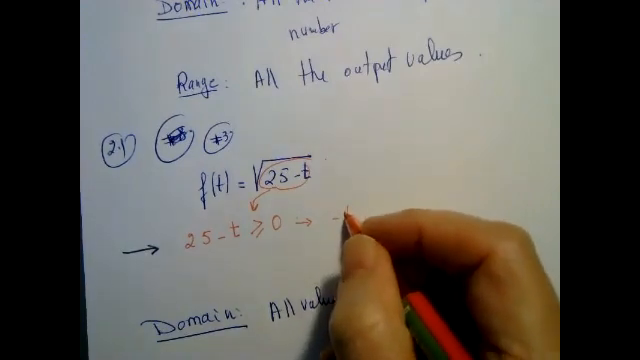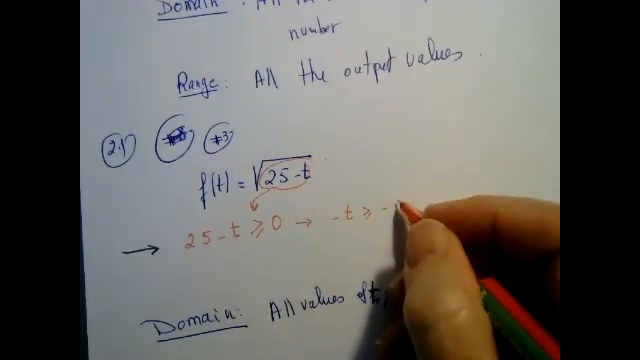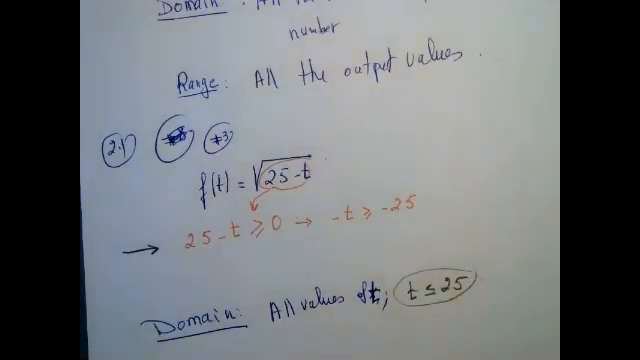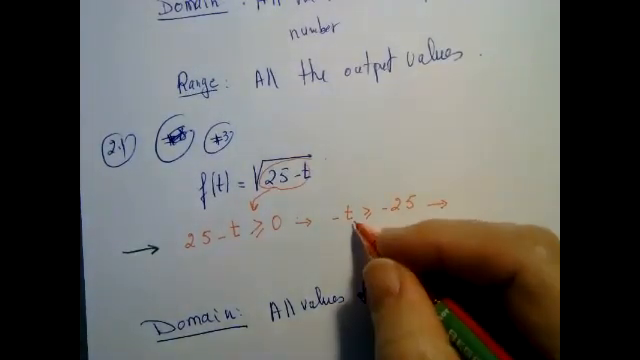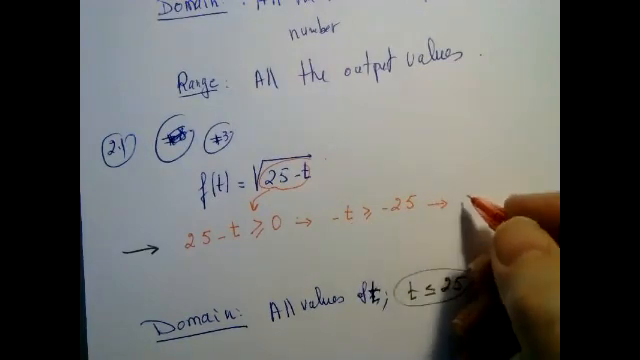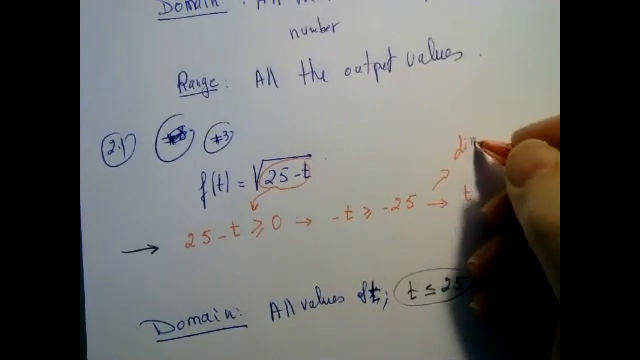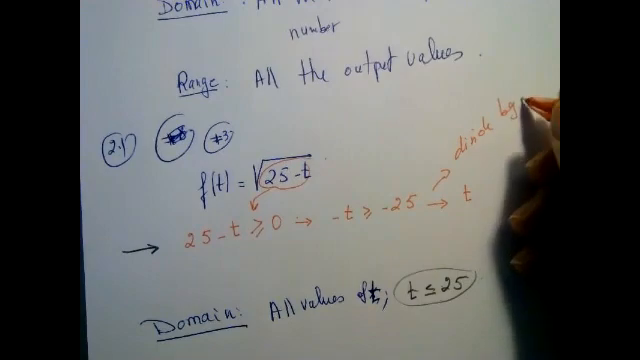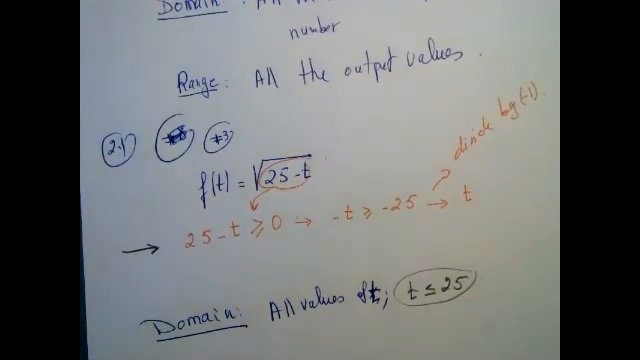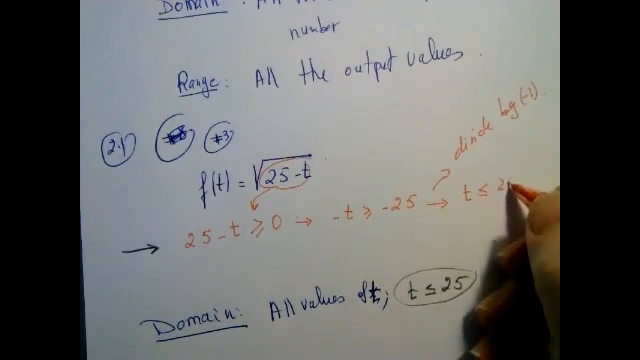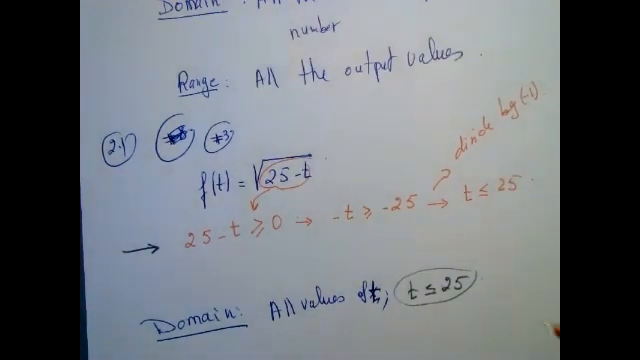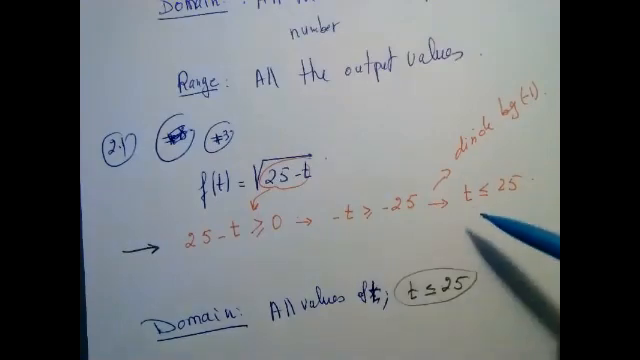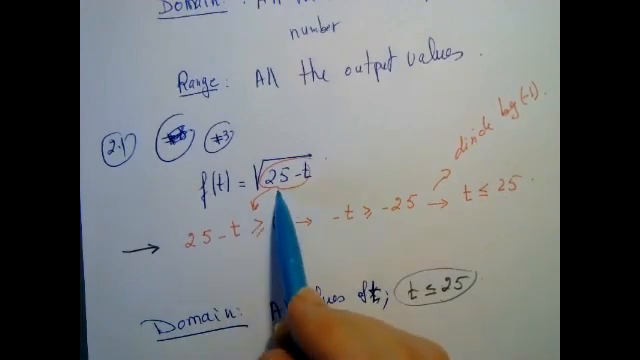Let's say I solved it this way. I subtracted 25 from both sides. Then to isolate t, I divide by -1 on both sides, or multiply by -1. I need to change the inequality: t is less than or equal to 25. These are the allowable values. Any value larger than 25 will make the term under the square root negative.